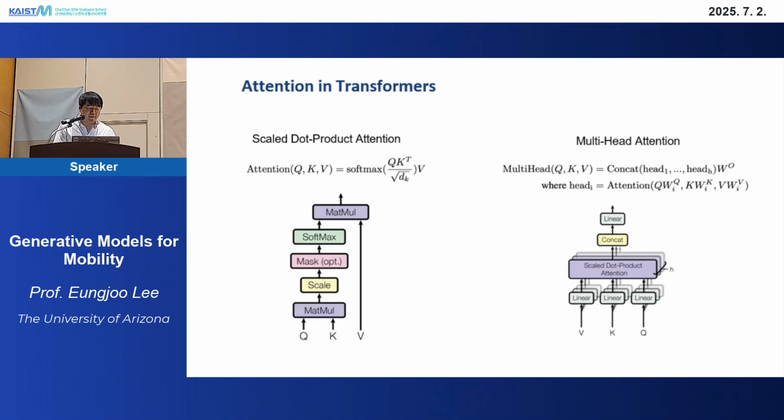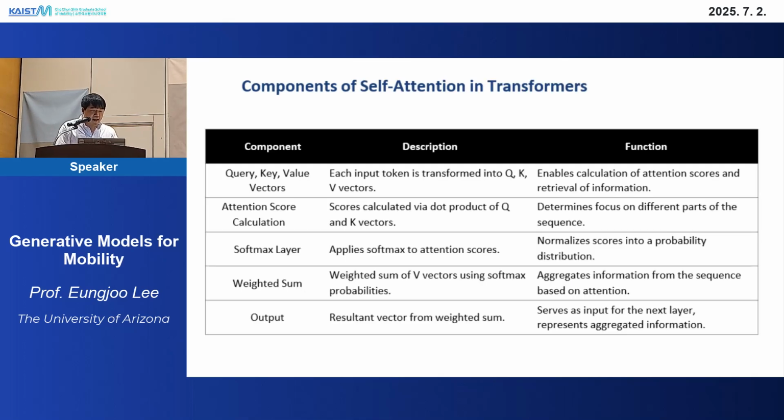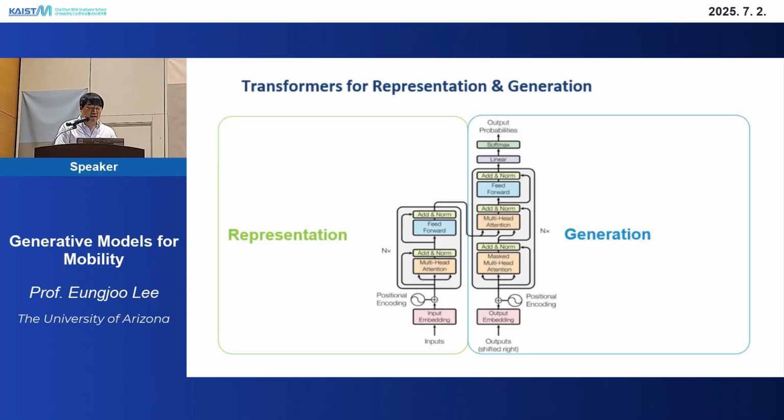Attention in transformers has scaled dot-product attention, and in the previous session, I talked about multi-head attention. So they have self-attention and cross-attention all together in this attention block. And this is a summary of self-attention in a transformer. They have query, key, and value vectors and also the attention score, and you would have a weighted sum in the end.